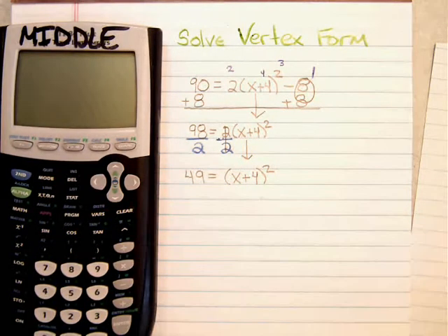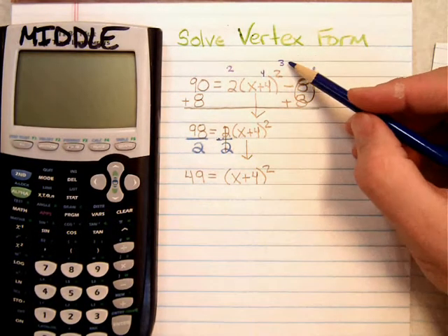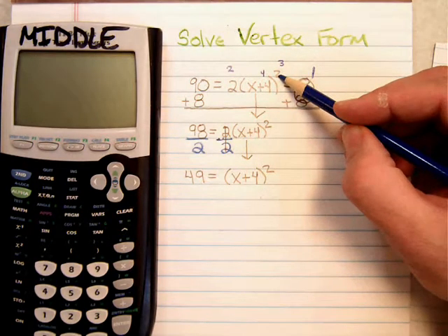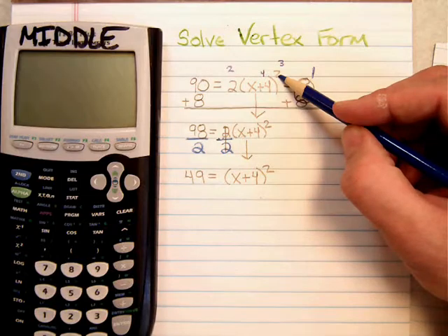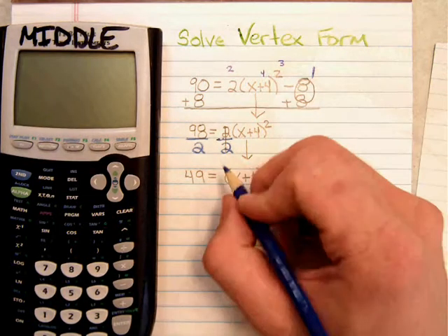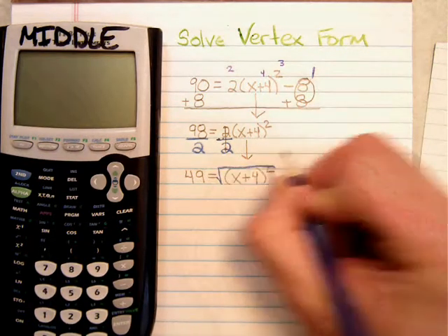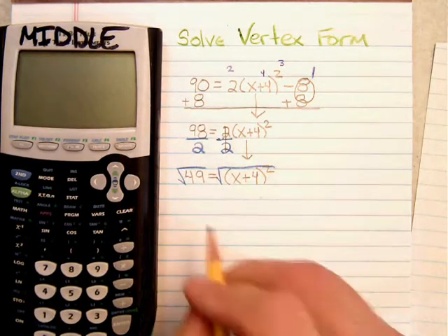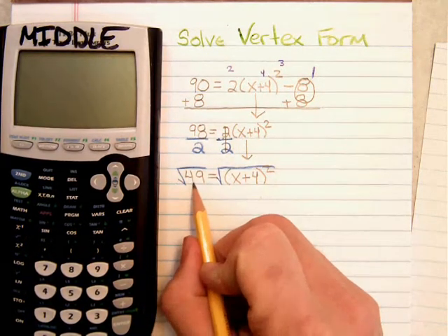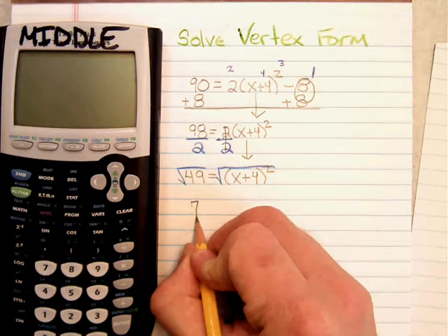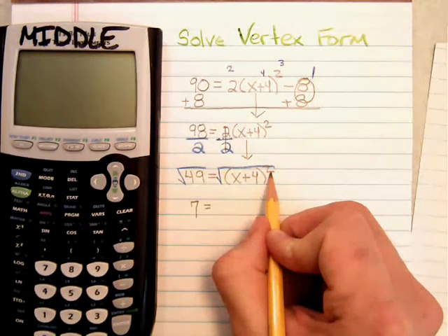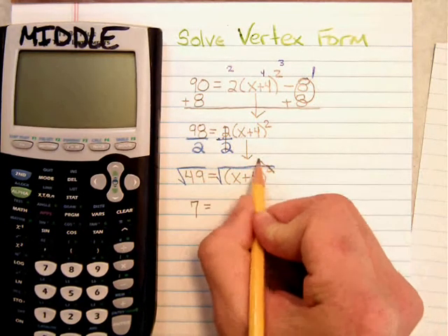The next step, or the third thing we need to get rid of, is the squared. In order to get rid of square, we use its inverse, which is the square root. So I'm going to take the square root of both sides of the equation. I know that the square root of 49 is 7 equals, the square and the square root here are going to cancel, and I'm left with x plus 4.